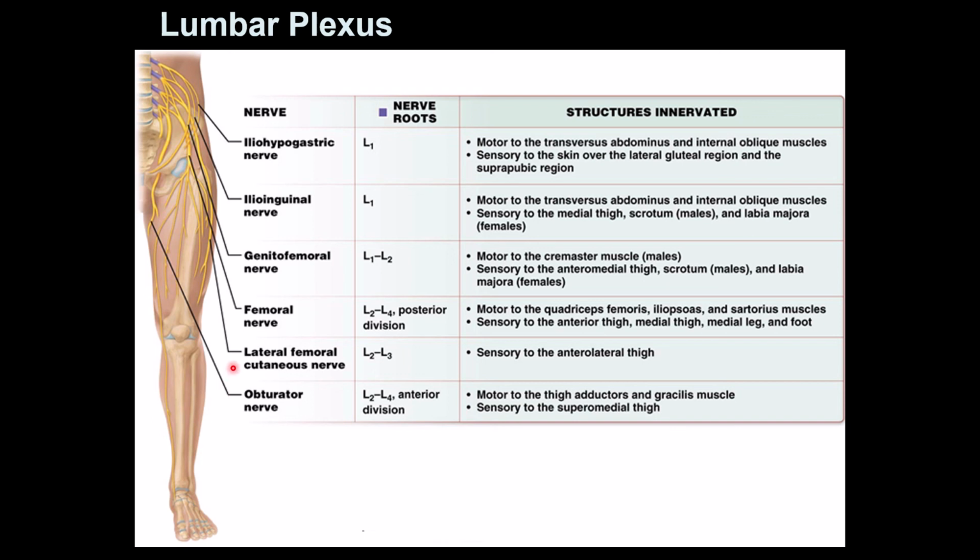The lateral femoral cutaneous nerve is only sensory, and the name is very obvious, so it supplies the lateral part of the thigh. The obturator nerve supplies the adductor muscles, and the gracilis is also an adductor muscle, causing adduction of the hip. Its sensory is similar to the ilioinguinal and genitofemoral, supplying the upper medial thigh.